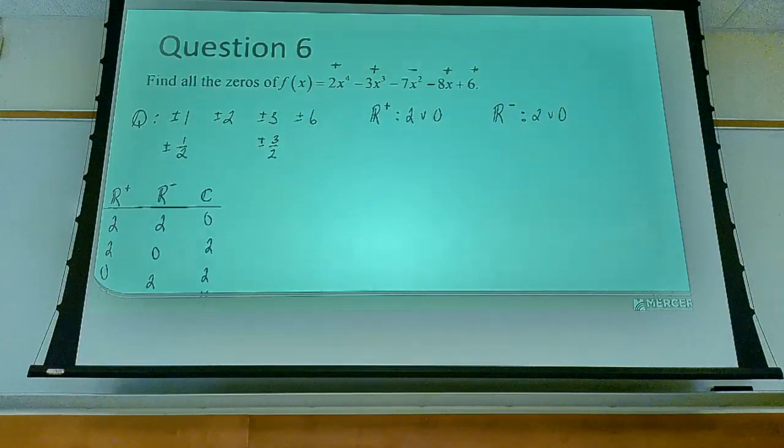So let's just start. I have no idea which ones are zeros, so like I said, totally blind. 2 times 1 is 2, minus 3 is negative 1, times 1 is negative 1, minus 7 is negative 8, times 1 is negative 8, minus 8 is negative 16, and I can stop, because I'm not going to get 0 out of that. Sad face. That's not a 0. Bummer.